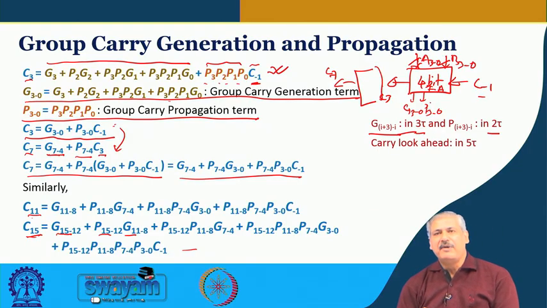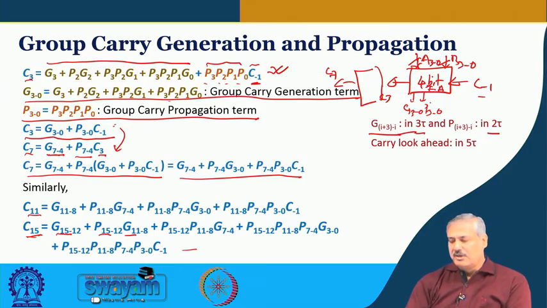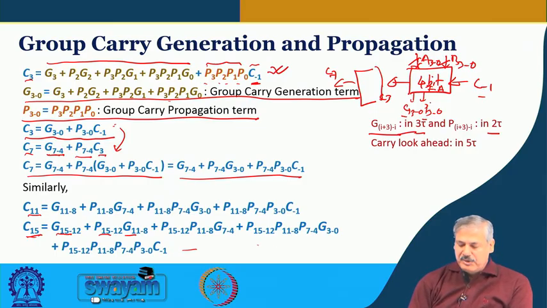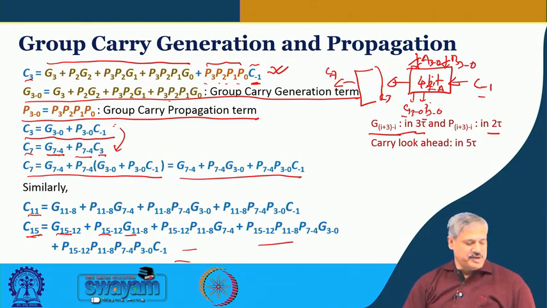So, we need to have an aggregator, and each of these terms needs to generate the group carry generation and group carry propagation terms. And we see that the equation is similar. This aggregator can also take individual bits to generate the corresponding carries at the individual level. Okay. This is what we can understand by comparing the equations.